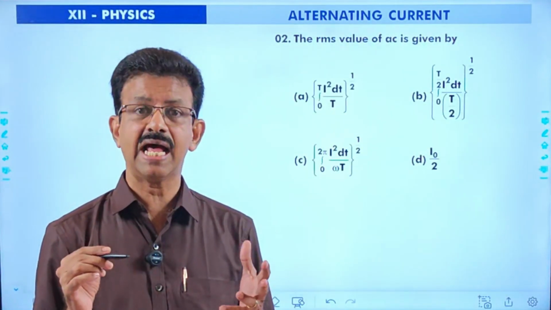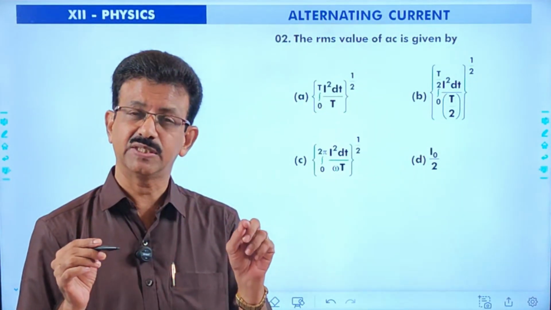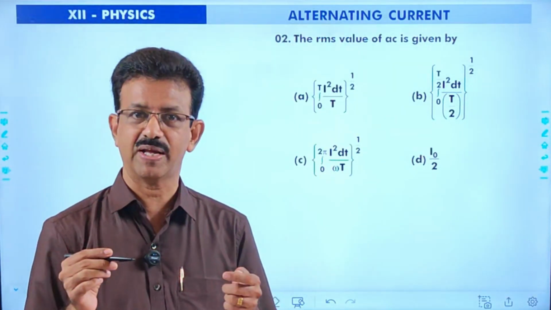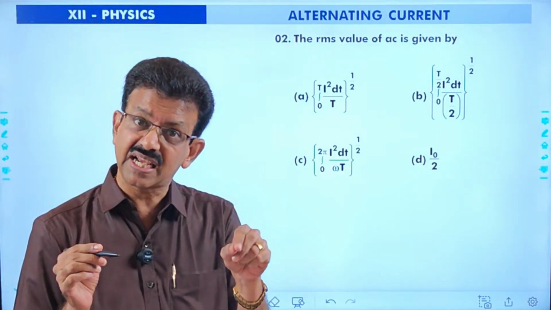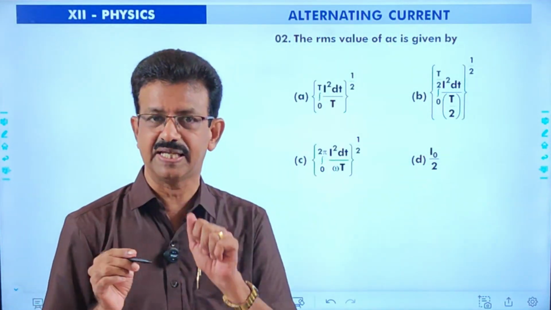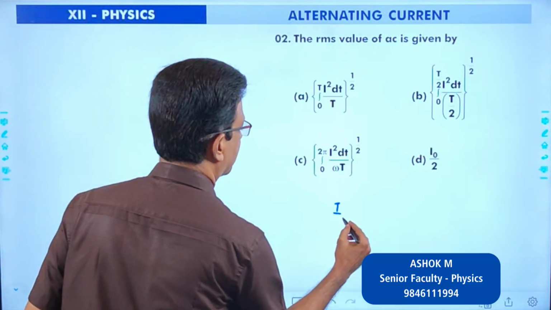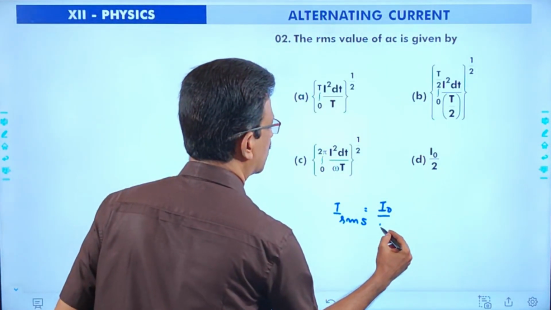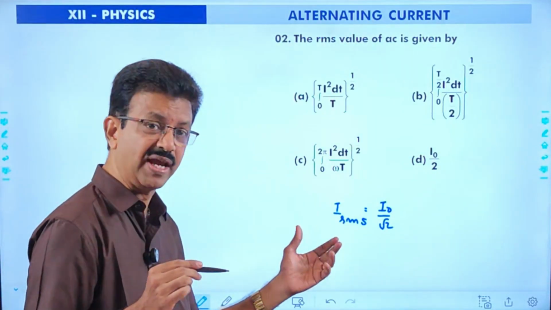Question number 2 is about the RMS value, root mean square value. RMS value of an AC is also known as effective value or virtual value. And what is the definition of RMS value? It is the magnitude of the equivalent DC which creates the same heating effect in a conductor as that of the given AC, and is given by IRMS equal to I0 by root 2, or similarly VRMS is equal to V0 by root 2. Let us check the way how it was obtained.